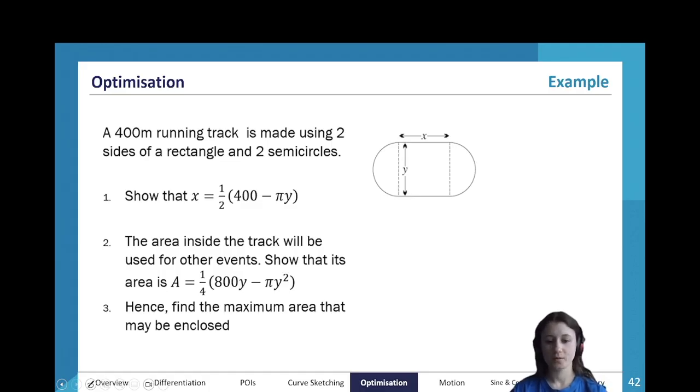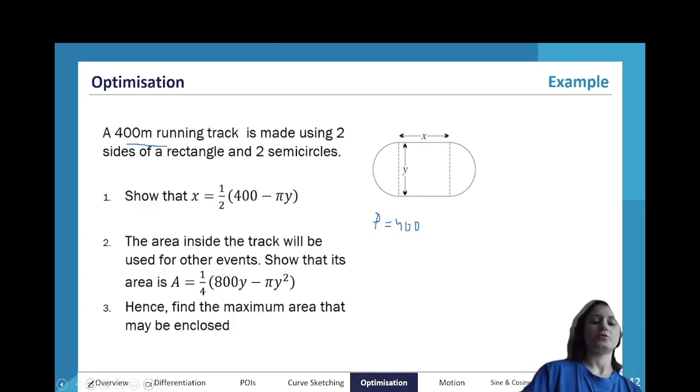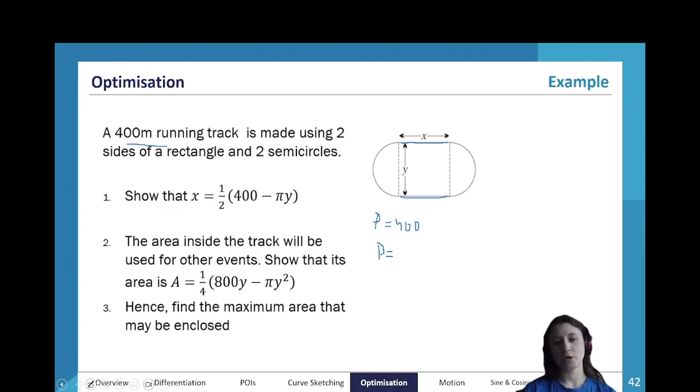So let's think about this. We know that the perimeter is 400. Right? It's made using two sides of a rectangle and two semicircles. So where x is like the length of the rectangle and y is the width. So let's have a think about this, kind of like intuitively. Alright? What would the perimeter be here? Well, we know that we're going to have two of those x's. So we know that we're going to have 2x being a part of the perimeter.